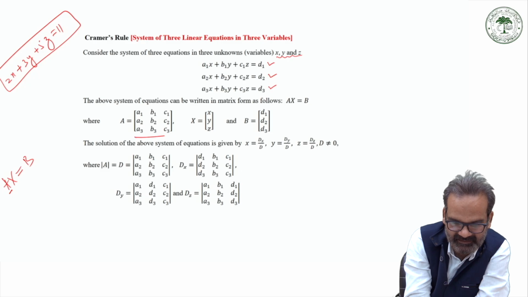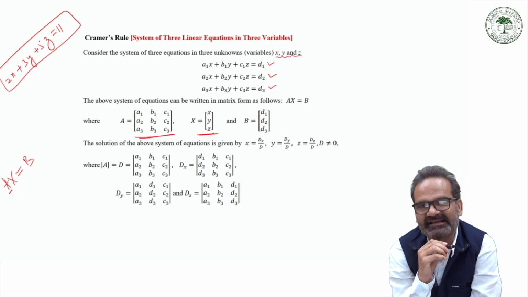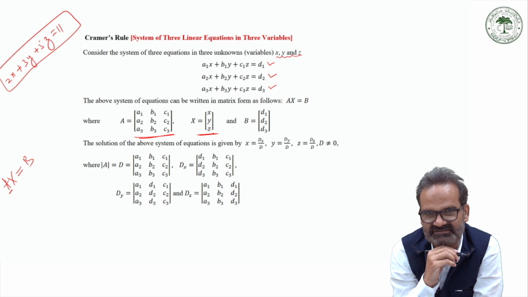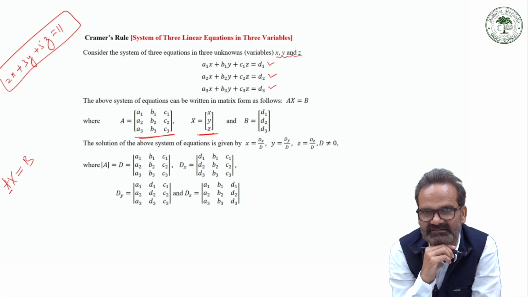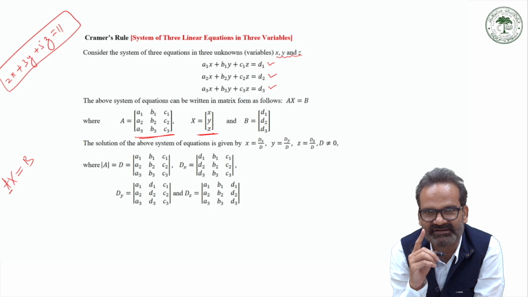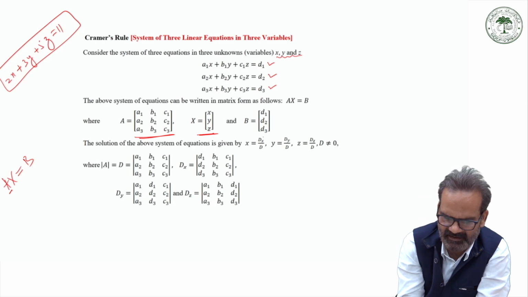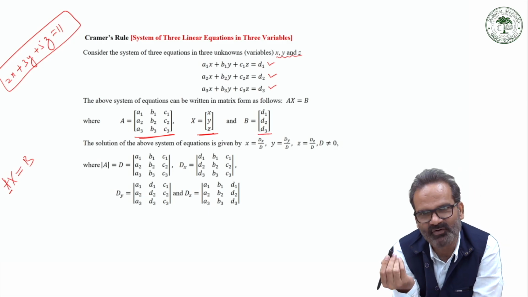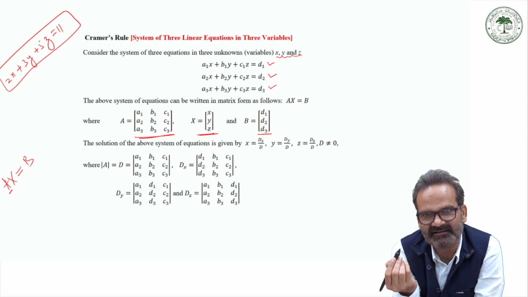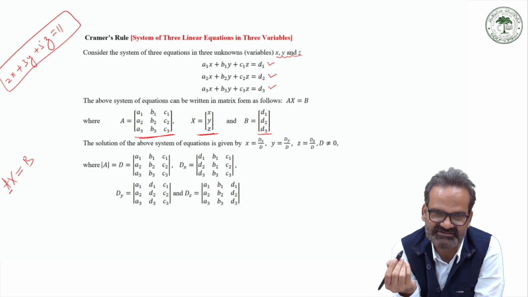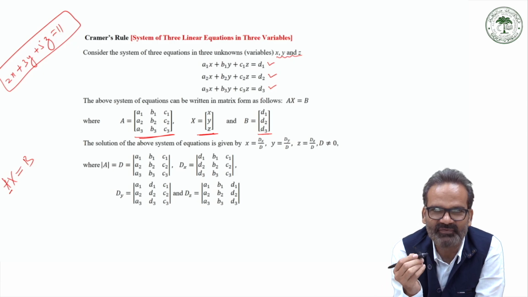This is A. X is what? The variables taken into account in the given equations. We have three variables x, y and z here, so they are represented by X. And B, as usual, is the constant terms on the right hand side, that is d1, d2 and d3. Right? So how will we calculate A?